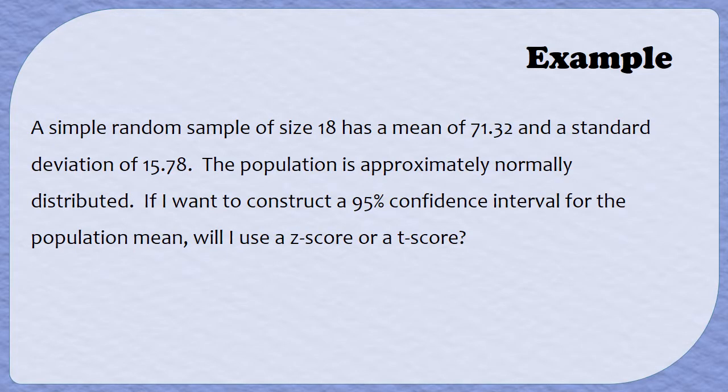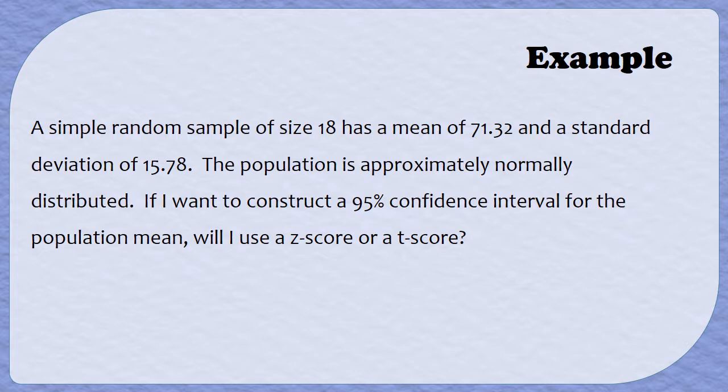In this example, a simple random sample of size 18 has a mean of 71.32 and a standard deviation of 15.78. The population is approximately normally distributed. If I want to construct a 95% confidence interval for the population mean, will I use a z-score or a t-score?